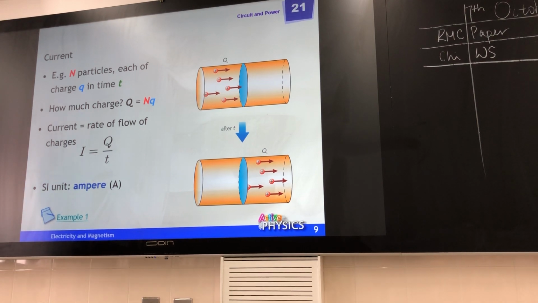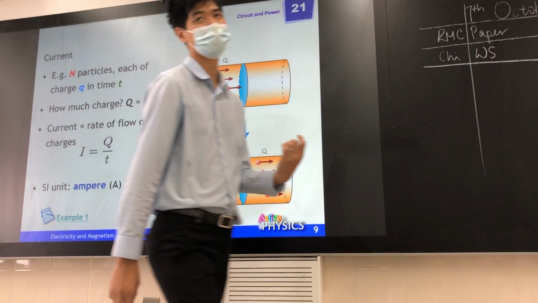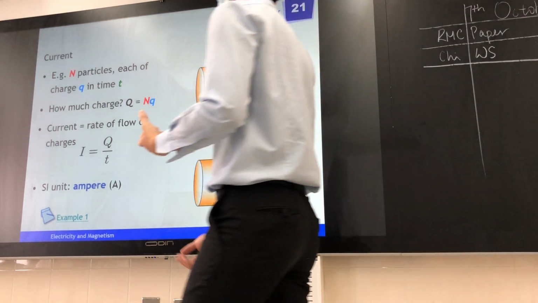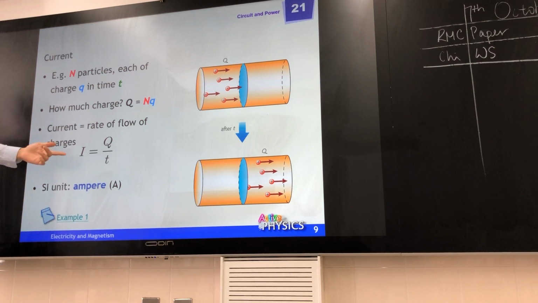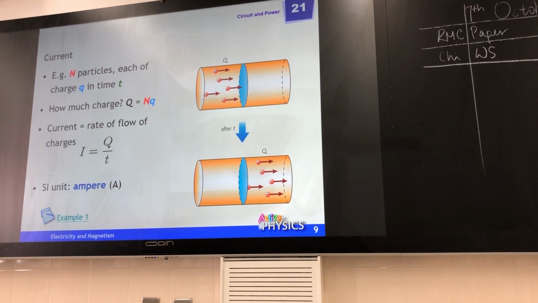What's special about this scientist? If I remember correctly, he won the Nobel Prize in Literature. Literature? Yes, okay. So this current equals to charge over time, that's it. So if there are more charges passing through the wire in 1 second, then the current will be higher.